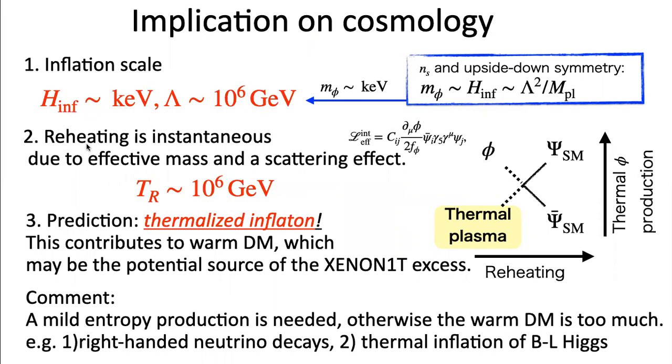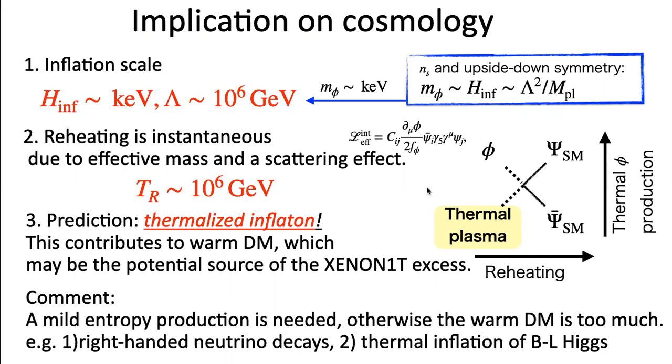In this parameter set and in this model, the reheating can be successful. And when the reheating is successful, it should be instantaneous. The reheating process is efficient due to the large effective mass just after inflation and the scattering effect. The scattering effect can be represented by this diagram when the inflaton couples to the fermions. So the inflaton condensate scatters with the thermal plasma to produce fermions like this. When this process is efficient, the reheating can be successful soon after the inflation, and the reheating temperature is around 10^6 GeV.